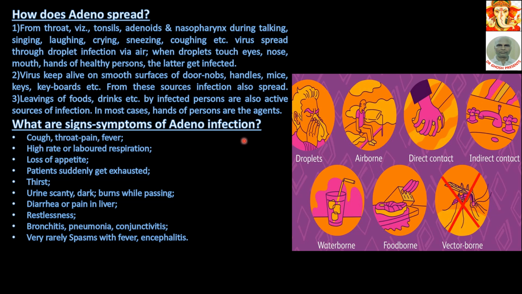What are the signs and symptoms of adenovirus infection? Cough, throat pain, fever, high rate or labored respiration, loss of appetite. Patients suddenly get exhausted, thirst, urine scanty, dark, burning while passing, diarrhea or pain in liver, restlessness, bronchitis, pneumonia, conjunctivitis. Very rarely spasms with fever or encephalitis may be there. This is a very rare thing, but maybe.